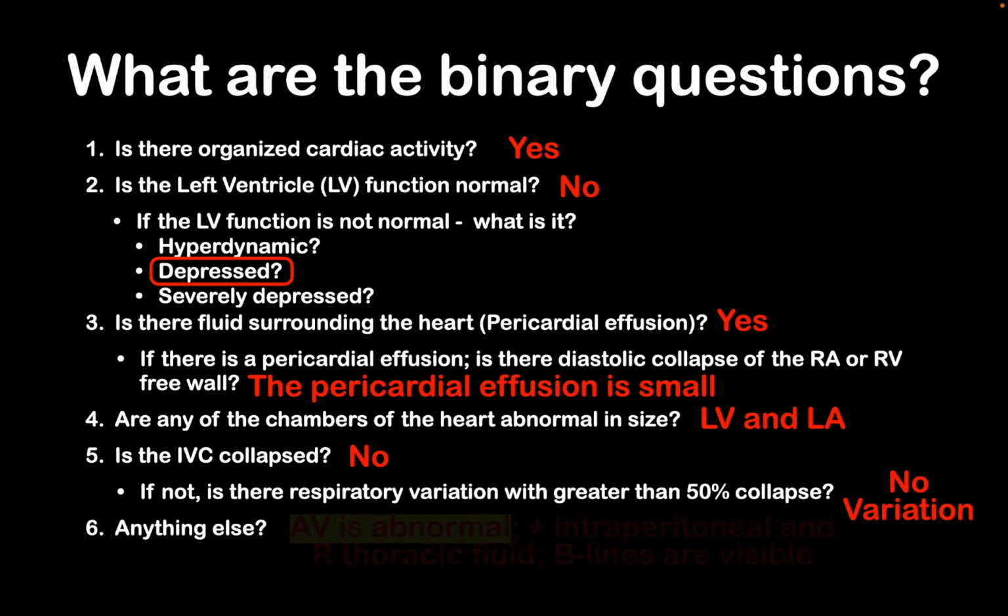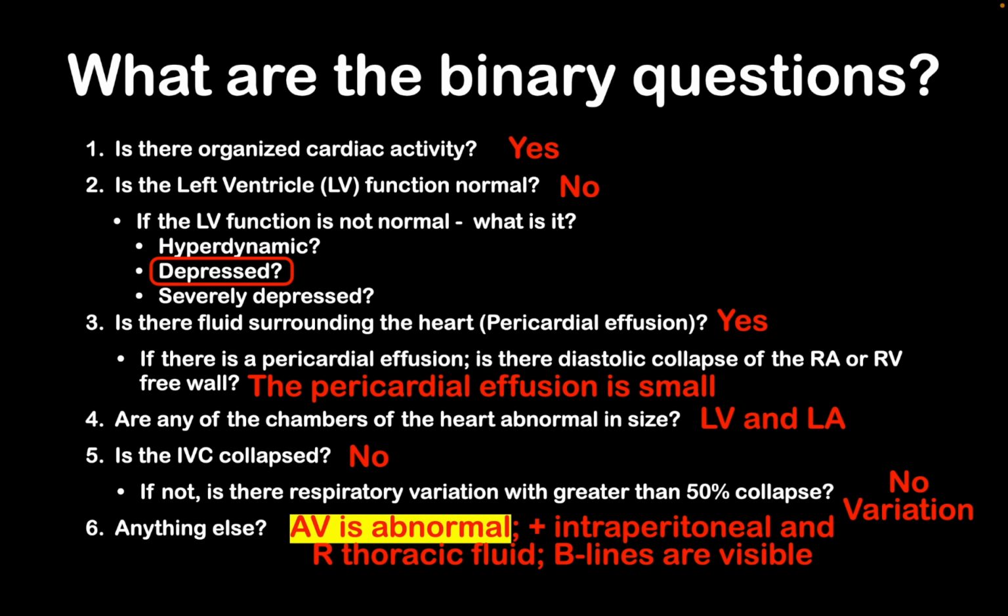And then, anything else? This is where it gets a little bit difficult. So this case is cardiogenic shock due to acute aortic valve regurgitation. So that aortic valve is abnormal. There is free fluid in both the intraperitoneal space and the right thorax, and then we've got B lines throughout the lung that we'll see in each one of these views.